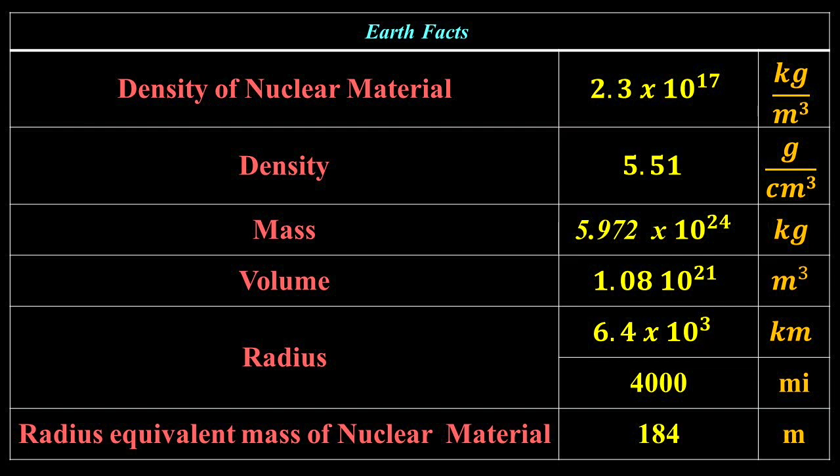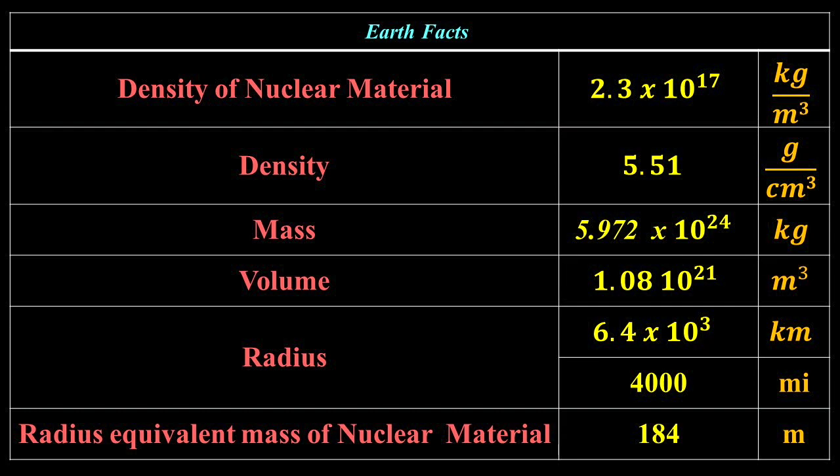So can you imagine the Earth, if the radius of the Earth was only 184 meters instead of 4,000 miles or in excess of 6,000 kilometers, that would be a very small Earth. So let's summarize. If the Earth were pure nuclear material, if I had a sphere with the weight of the Earth that was pure nuclear material, the radius of that sphere would be 184 meters. That's how incredibly dense nuclear material is.